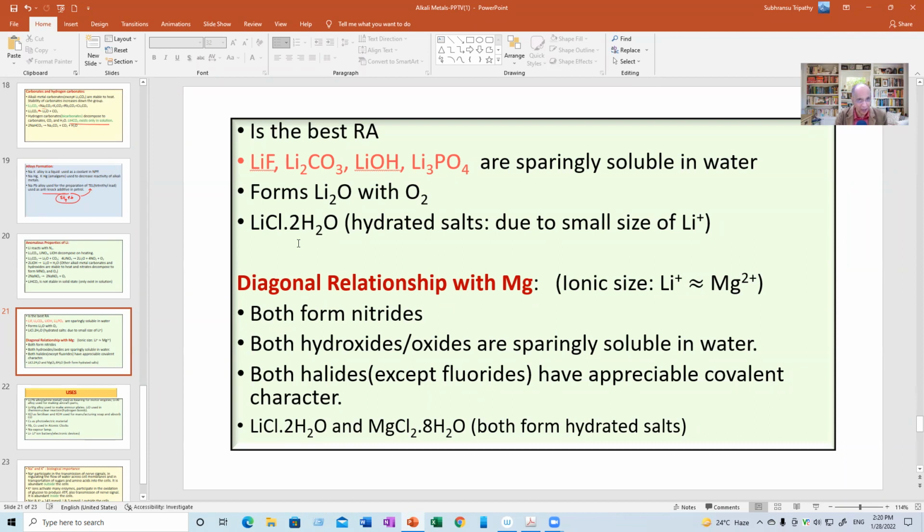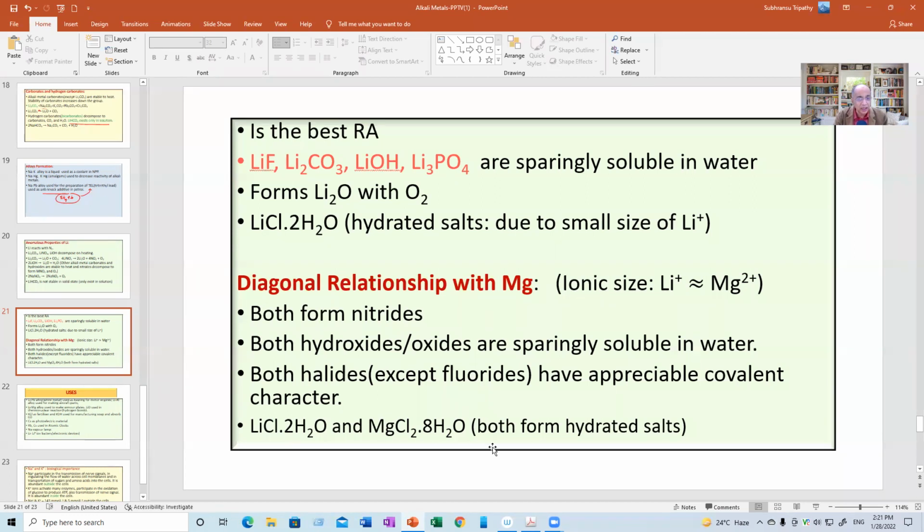Others, they don't. Have you ever heard NaCl.5 water, KCl.20 water? No. They are hydrated in solution, but once you crystallize, no water will remain. It will all go. But lithium chloride will give you a very stable crystal containing 2 water for each lithium chloride unit, like magnesium.